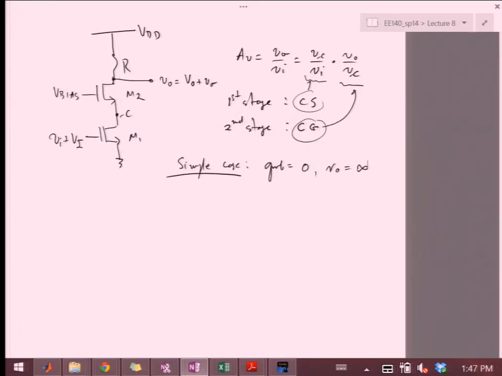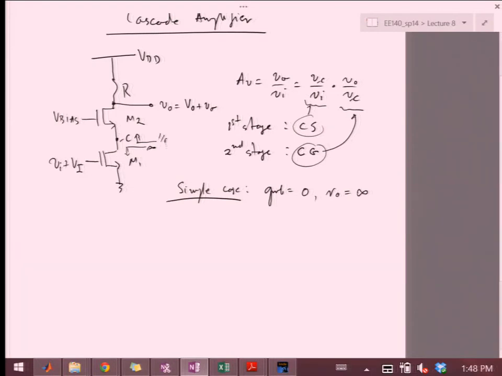So in that case, if this is my first stage, what is the total resistance on this point? What is the resistance looking down? Infinite. So this is infinity. What is the resistance looking up? 1 over GM. Oops. What is the total resistance? 1 over GM in parallel with infinity, which is 1 over GM, right? So the total is 1 over GM.